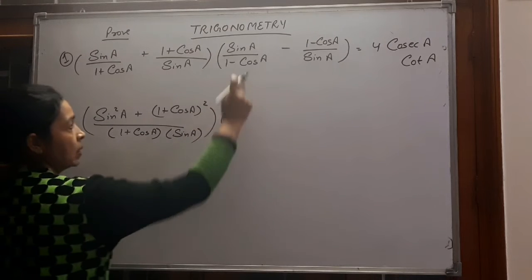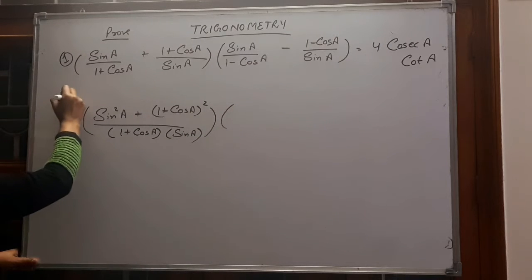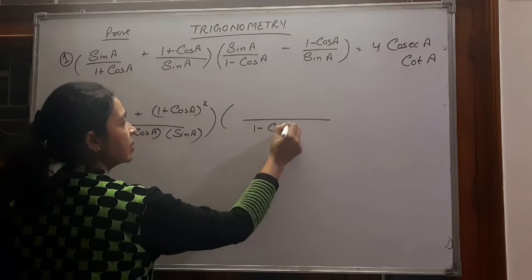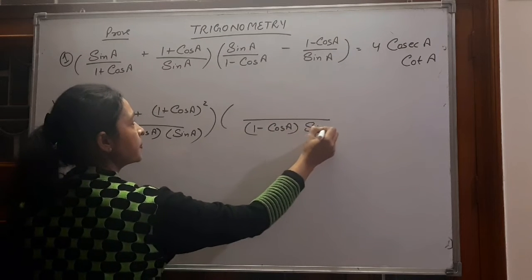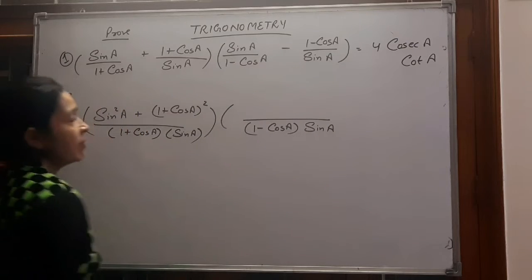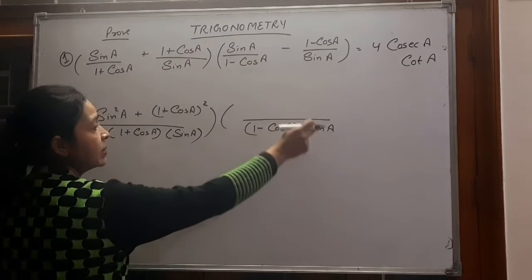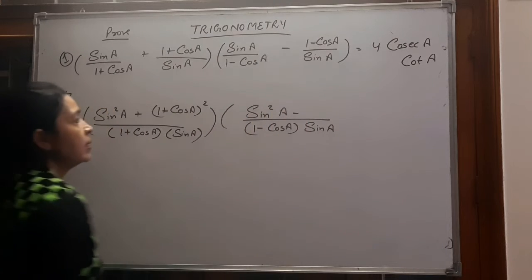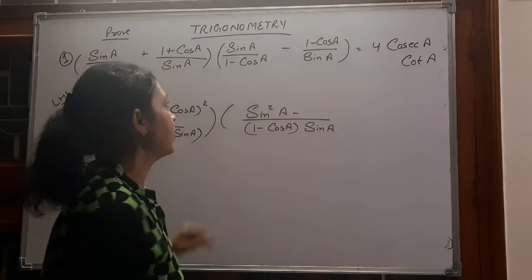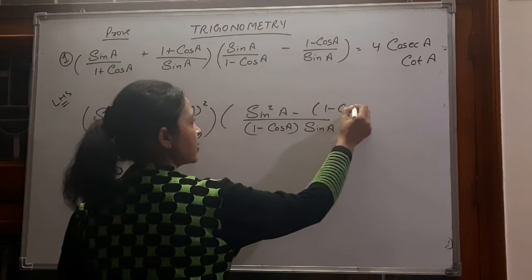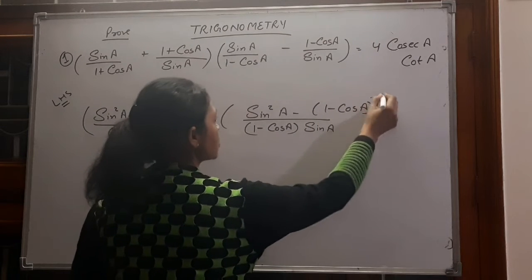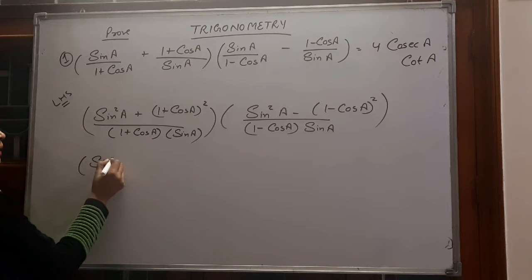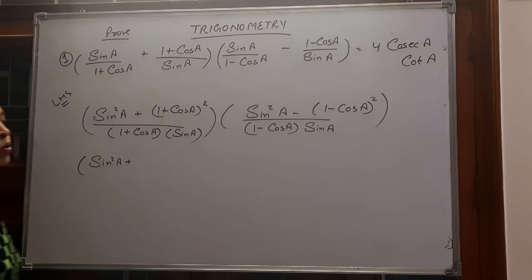Bracket close. In another bracket, we are taking the left hand side. LCM will be 1 minus cos A into sin A. We have 1 minus cos A in the denominator, sin A into sin A, sin square A minus, in the denominator, 1 minus cos A into 1 minus cos A, 1 minus cos A whole square. Bracket close. We have sin square A plus 1 plus cos A whole square.